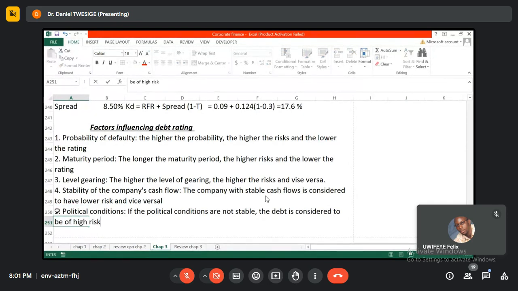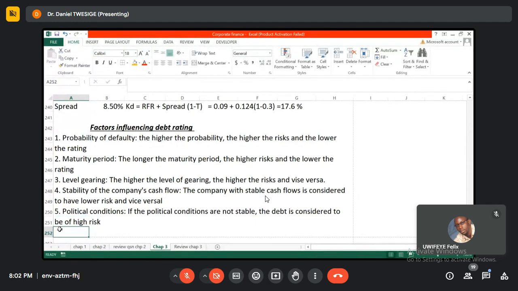So if you are in a country where there is political instability, that debt you raise is going to be considered as having a high risk. So in that case, that debt is going to be rated lower because it is risky. But if there is political stability, plus other factors, in that case, they may.